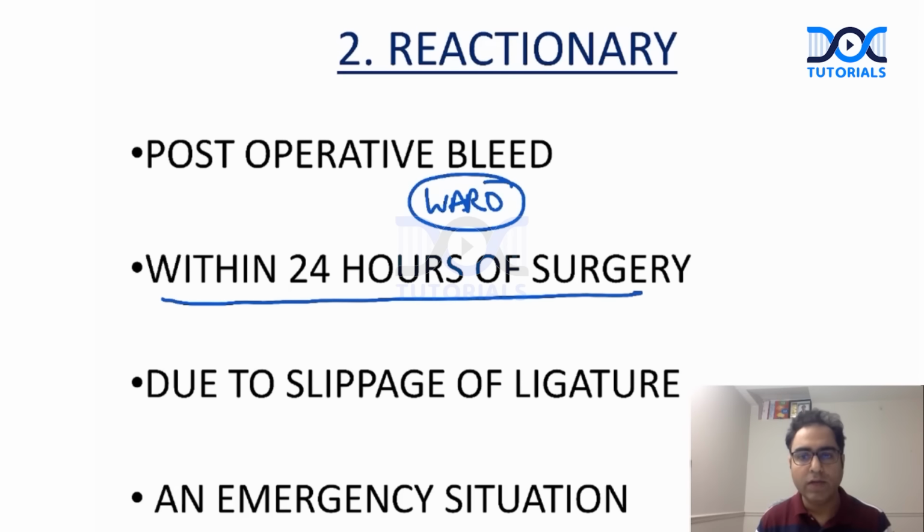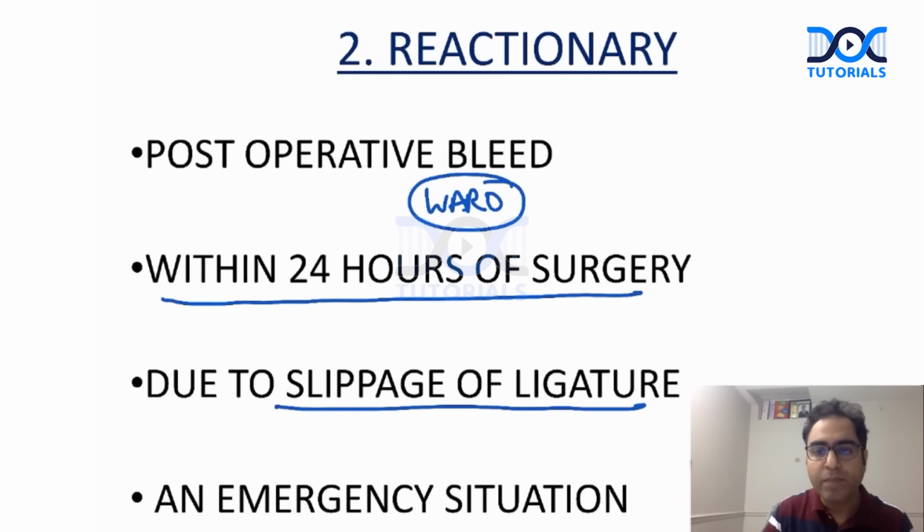You will get a call in the evening of the surgery that the patient is bleeding from the mouth. This is due to slippage of the ligature. Whatever stitch you applied to tie that vessel which was bleeding was loose, it came out, and it's a serious emergency. The patient is vomiting blood. The patient may aspirate the blood and may die immediately.